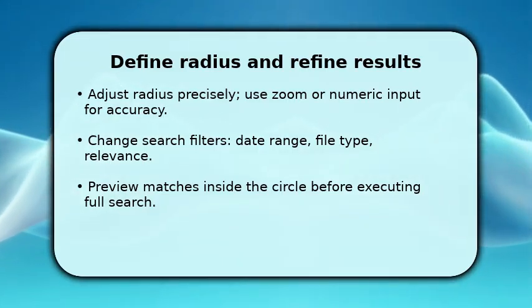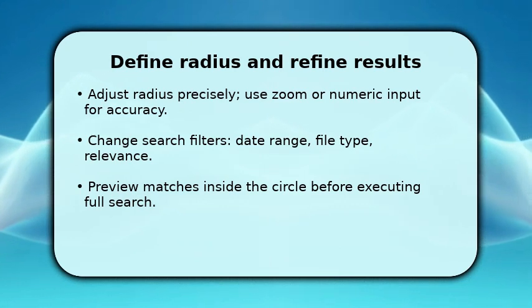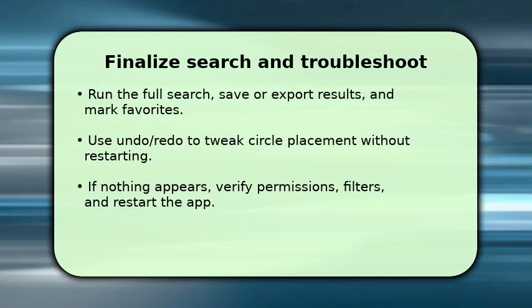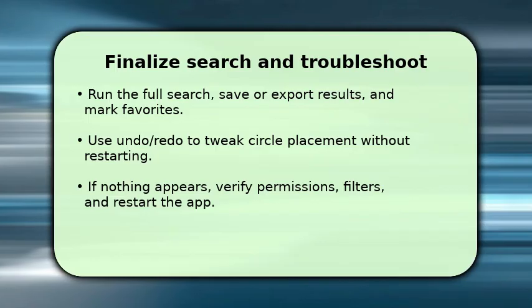To convert, you now run the full search and inspect the returned items. Make sure to save, export, or tag any results immediately so you don't lose them. If the outcome isn't right, use undo or redraw to tweak circle placement and rerun. Small adjustments often fix boundary misses.